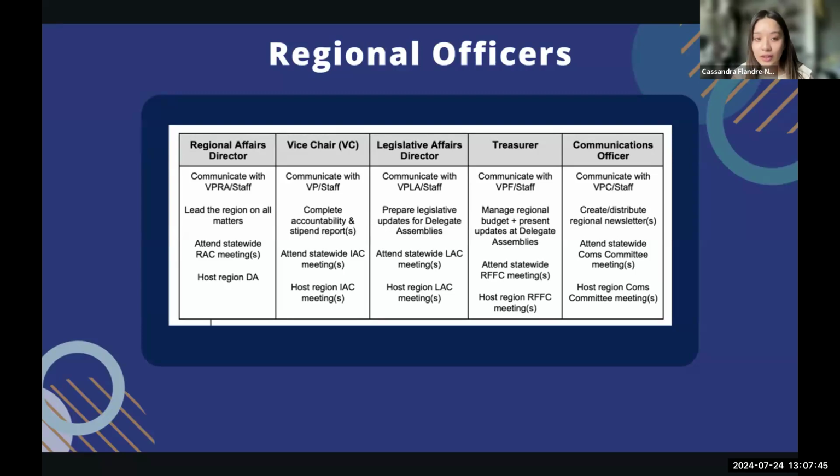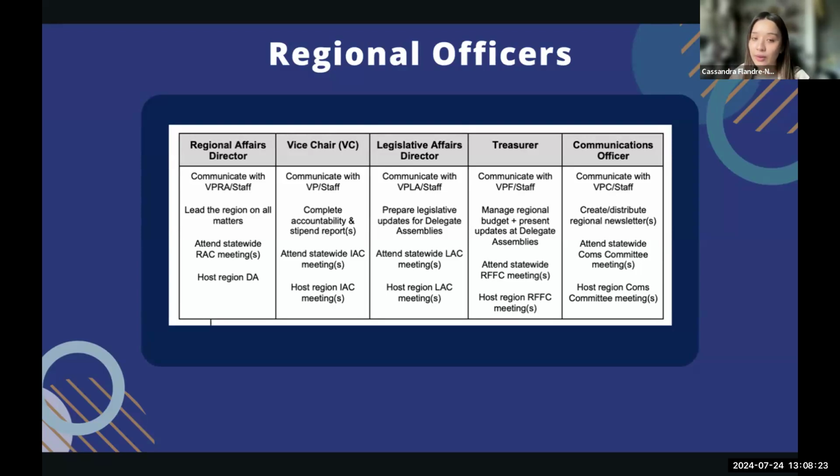Moving on to vice chair, your own role. You'll be communicating with the vice president and staff, completing the accountability and stipend reports, attending the statewide internal affairs committee meetings, and also hosting your region internal affairs committees. Now, moving on to the legislative affairs director, you'll be communicating with the vice president of legislative affairs and staff. You'll be preparing the legislative updates for each delegate assembly every month. And then the legislative affairs director also attends the statewide legislative affairs committee meetings and also hosts the region legislative affairs committee meetings.